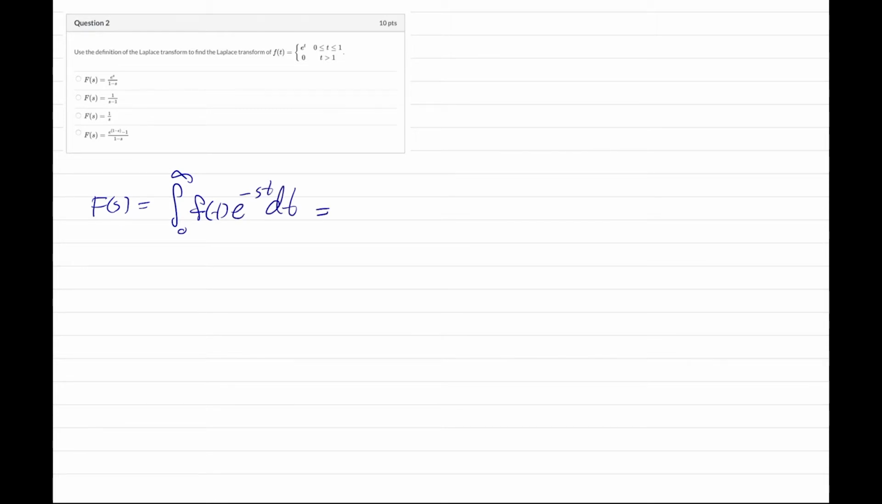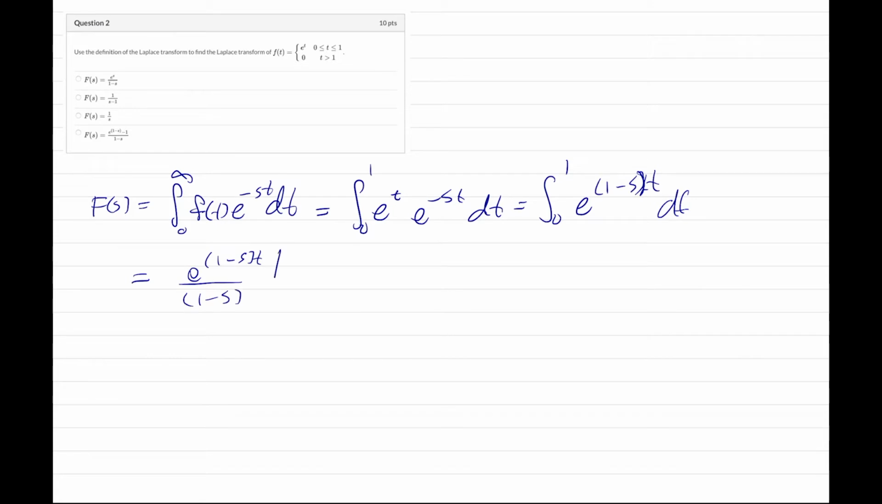And now this is going to be the integral from 0 to 1 of e to the t times e to the minus st dt, and the rest is just 0, so it vanishes. Okay, so it's going to be the integral from 0 to 1 of e to the (1 minus s)t dt, and this is equal to e to the (1 minus s)t divided by 1 minus s, evaluated at 0 and 1, so that's going to be e to the 1 minus s divided by 1 minus s, minus what we get when we put in 0, so it's going to be 1 over 1 minus s.